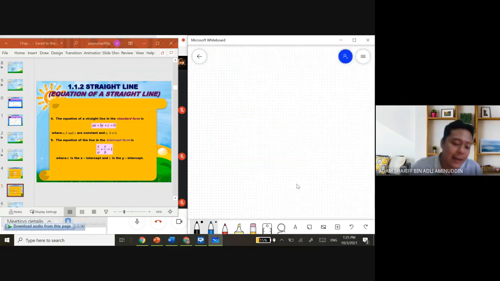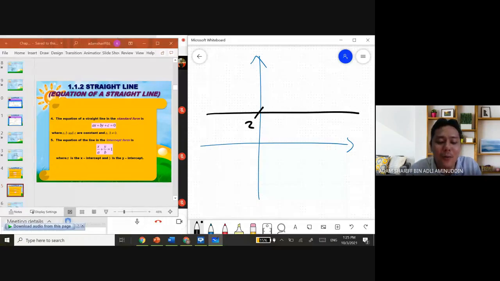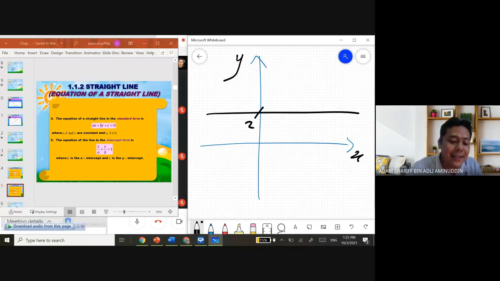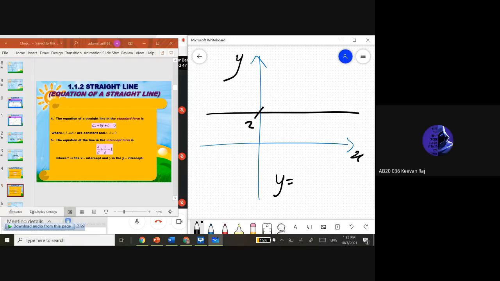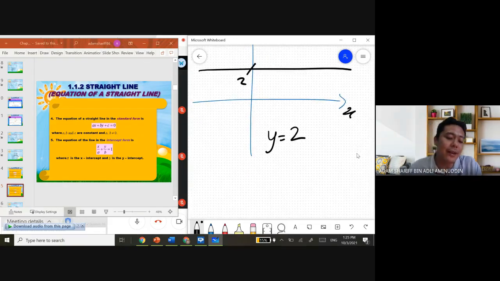Cuba fikir dalam macam ni. Okay, saya nak lukis satu straight line. Straight line saya ialah ini. Ni 2. What will be the equation of this form? Apakah equation straight line ni? Horizontal line, x, y. Ini garisan ni, y sama dengan apa? Y will be equals to 2. Okay. Y equals to 2.